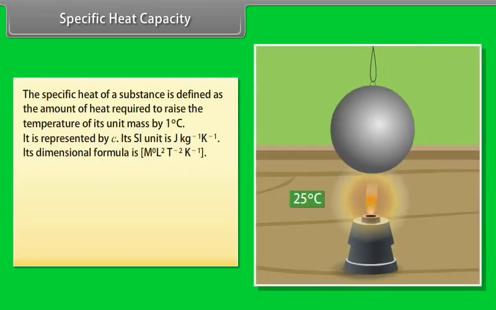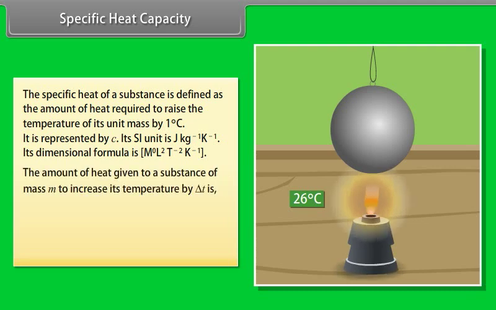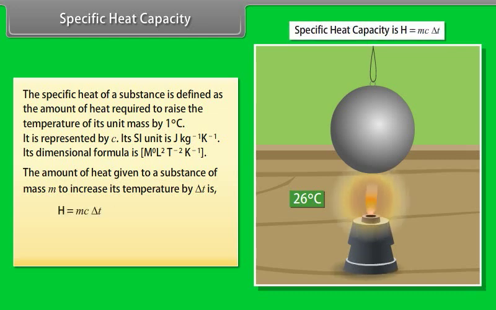Specific heat capacity. The specific heat of a substance is defined as the amount of heat required to raise the temperature of its unit mass by 1 degree Celsius. It is represented by C. Its SI unit is joule per kilogram per Kelvin. Its dimensional formula is M to the power 0, L squared, T to the power minus 2, K to the power minus 1. The amount of heat given to a substance of mass m to increase its temperature by delta T is H is equal to mc delta T, where H is the amount of heat required and C is the specific heat of the body.